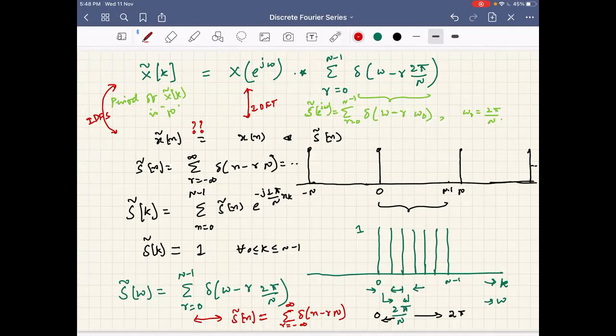Please note that this has how many samples? This has M samples, or length of M we say. The time domain expression has length of M. This is the length of M.